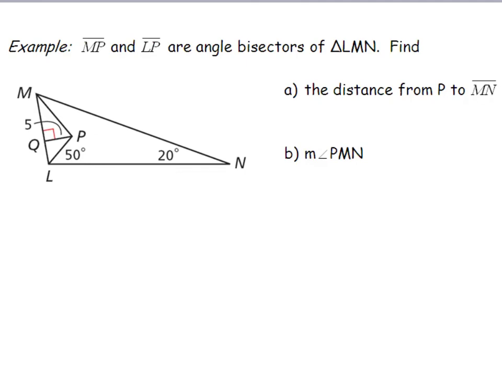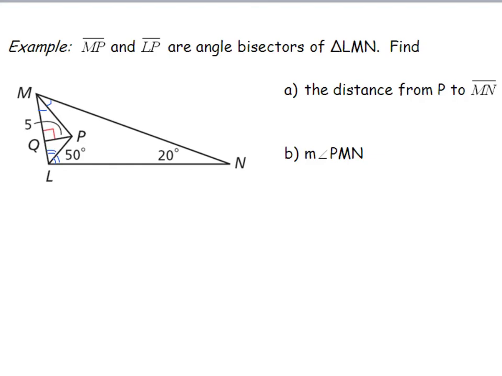So let's run you through an example. I've got MP, that line segment, and line segment LP, which are considered to be angle bisectors for this triangle. So as soon as I know I've got angle bisectors, I'm going to label them. They said MP, which is right here, is an angle bisector, so those two angles are congruent. And then they said that LP was an angle bisector, so I also know that these two angles down here are congruent. So now we have that.